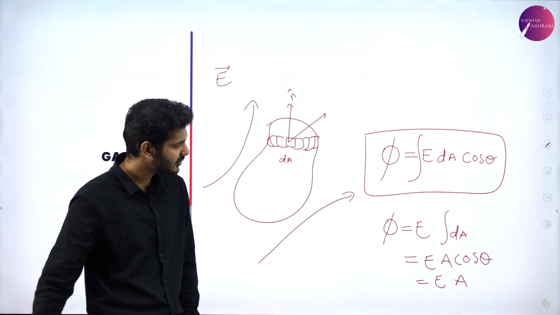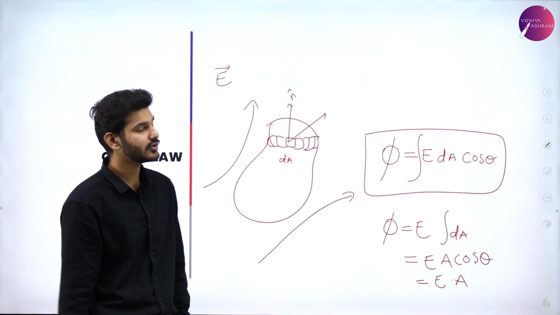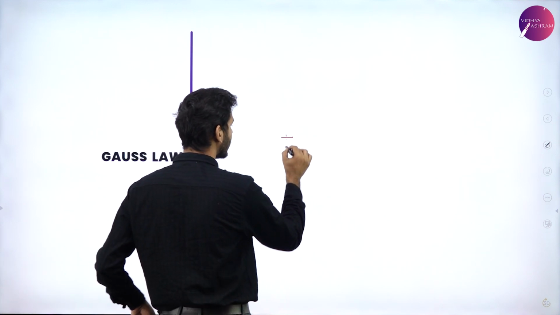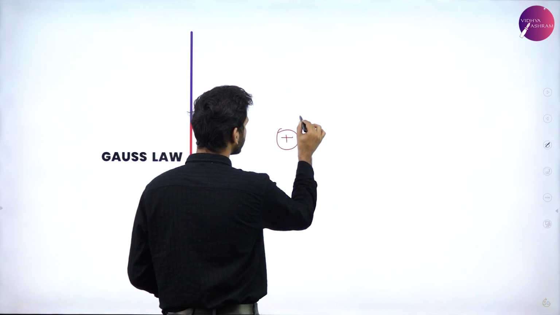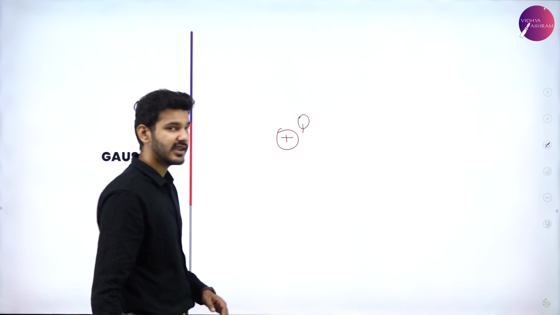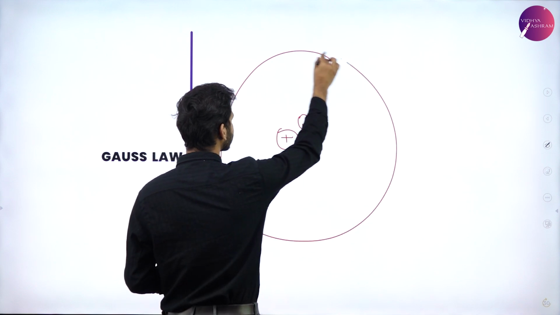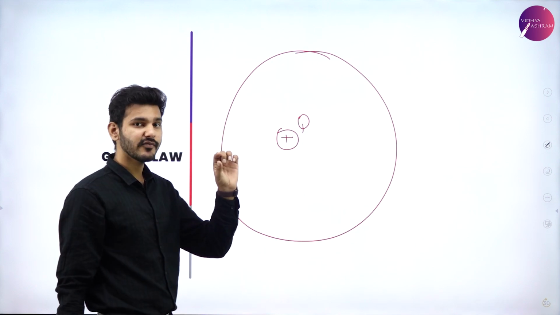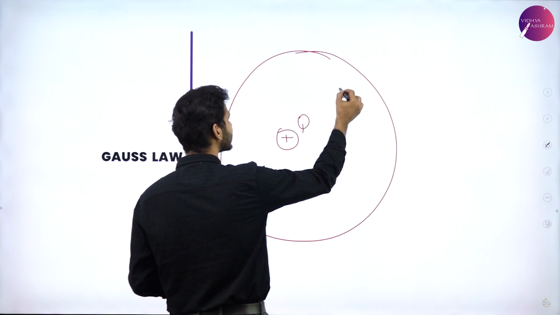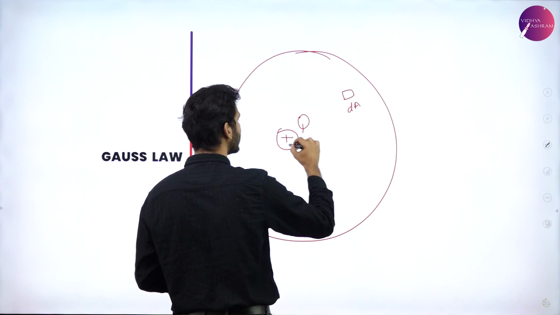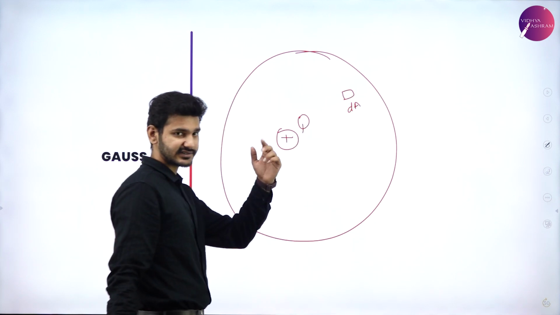So this is the equation to find the flux through anything. Let's say we have a point charge, or a positive charge Q, and it is inside a hollow sphere like this, and we want to find out what the flux is at the surface. Let's say this is dA, and we want to find out what the flux is there.